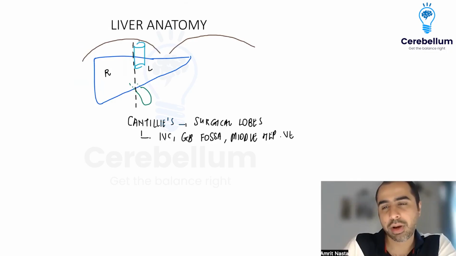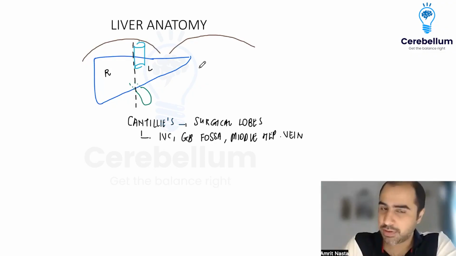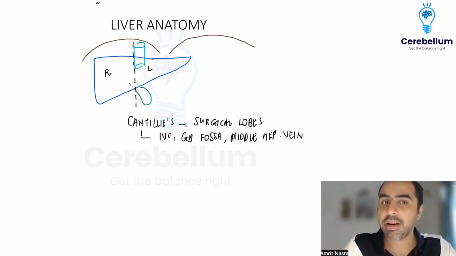Now you will be like, okay, who was this Cantley? Why did he make this line? What is the purpose of this division? Okay, left, right. It's anyways a very big organ. Why are we really dividing the liver like this? What is the benefit of this division? We don't divide the kidney, pancreas, or stomach. So why are we dividing this?